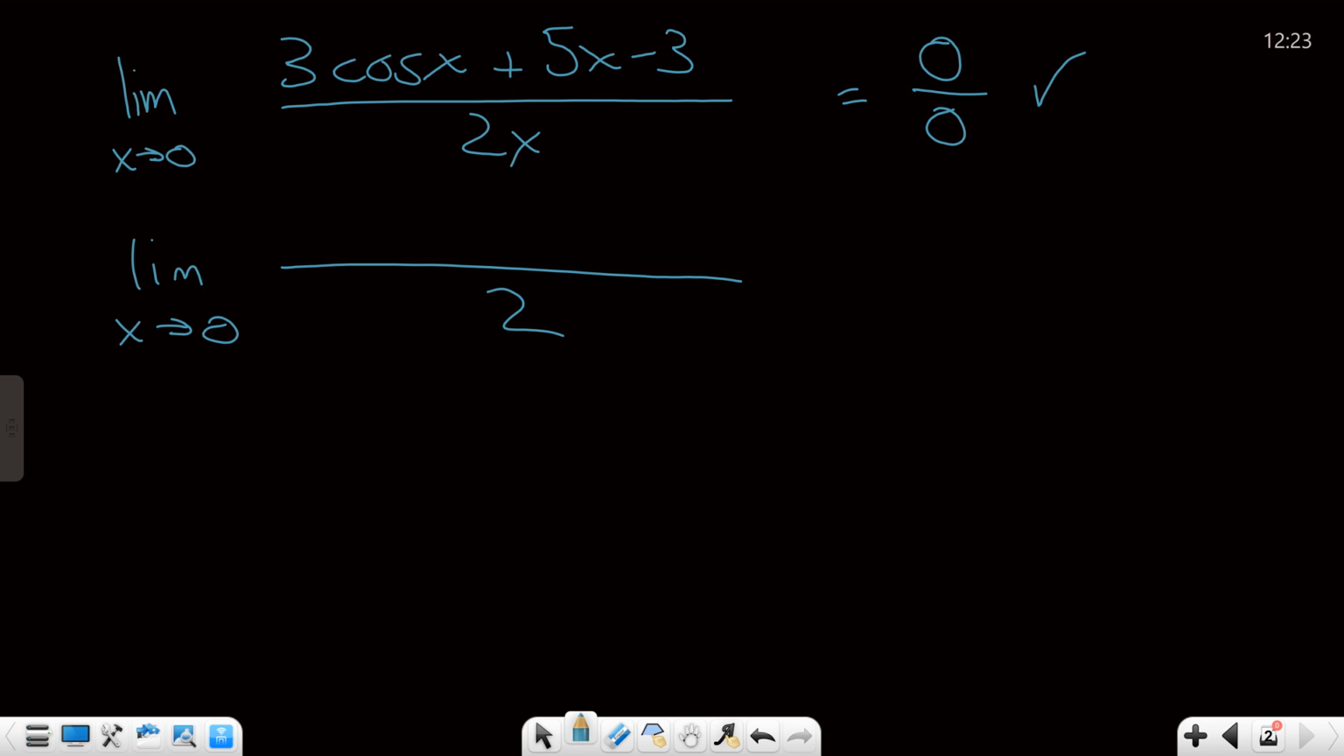Max, what's the derivative of the numerator? It's 3. Wait. Using quotient rule or no quotient rule. So 3 negative sine x plus 5. Well done. Okay. Again, not quotient rule. It's easier than that. Plug and chug again. What's the sine of 0? 0. So we get an answer of 5/2. Done.